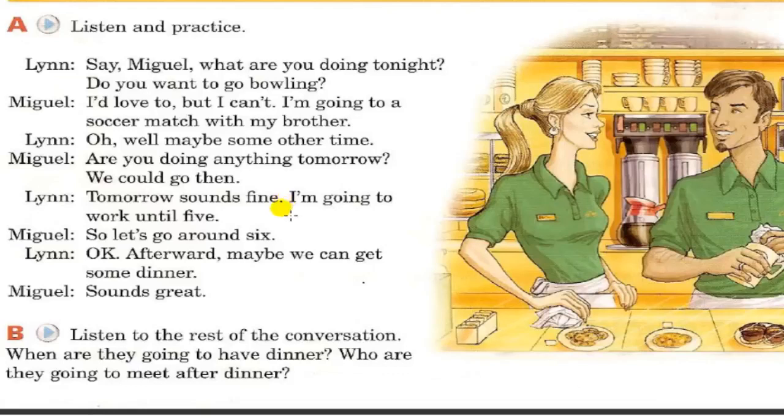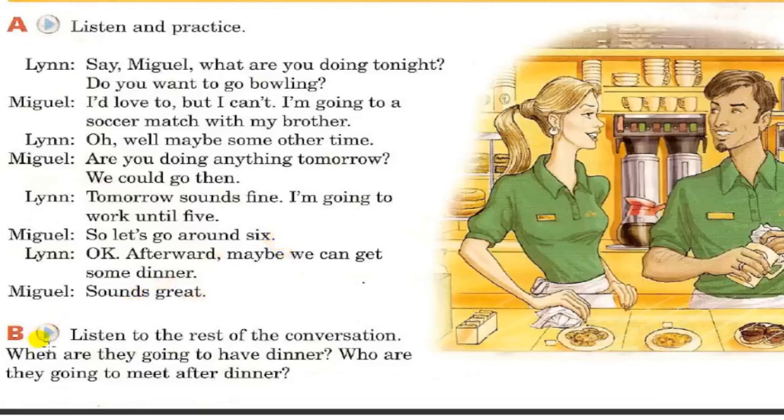After that, Miguel and Lynn are going to meet each other at 6 o'clock. What are they going to do after that? They are going to go bowling at 6 o'clock, and then they are going to get dinner together. That's great. They are going to play bowling and have dinner.